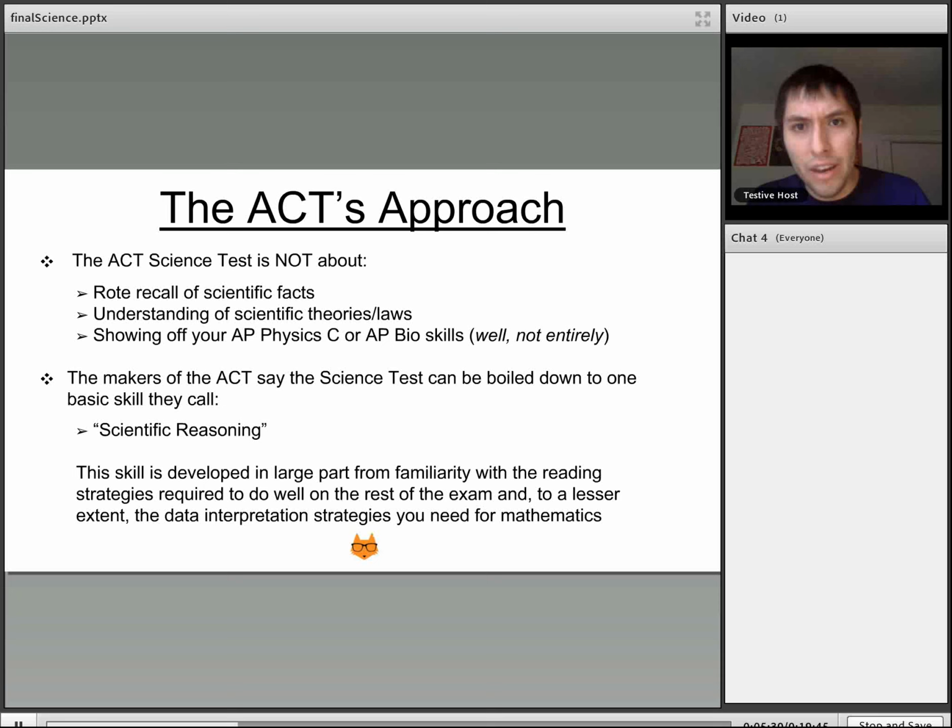And even then, you have word problems, and sometimes the questions are worded weirdly, and you need some of these skills to succeed in those. And to a lesser extent, the data interpretation strategies that you already need for mathematics. So you have the skills that you need to succeed for this test. If you feel more comfortable with reading, especially reading, and also math, it's not that different from what you've seen before. The problem is in the timing.